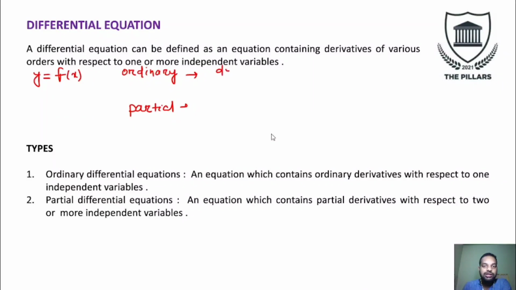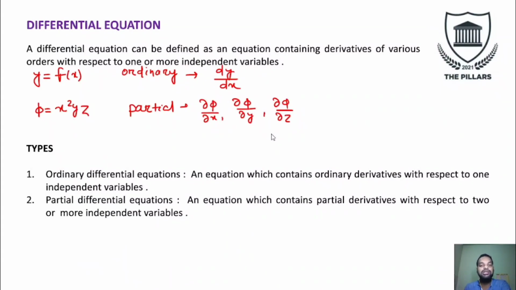Ordinary is written as dy by dx, and partial is written as ∂φ/∂x, or ∂φ/∂y, or ∂φ/∂z. Now let's take φ as a function of x, y, z, say x squared y z. While doing partial differentiation of φ with respect to x, we will consider the y and z terms as constant. So here we differentiate x squared and it becomes 2x, while y and z remain constant. Similarly, you can do it for y and z.